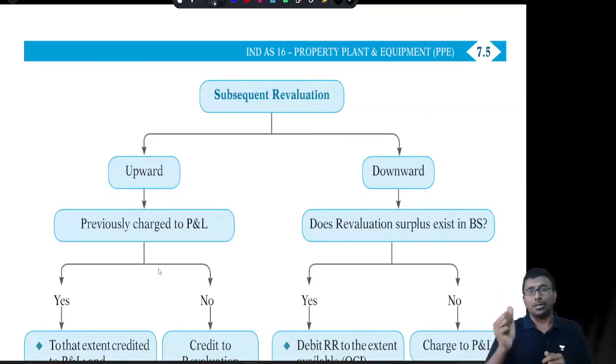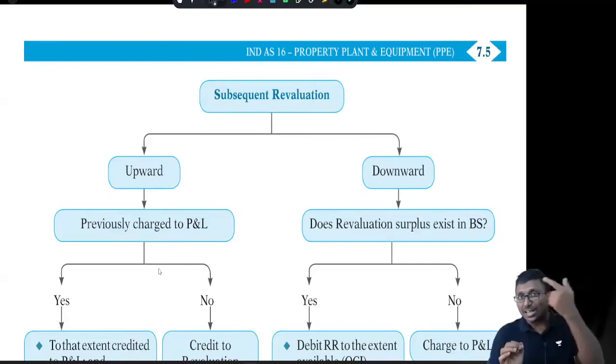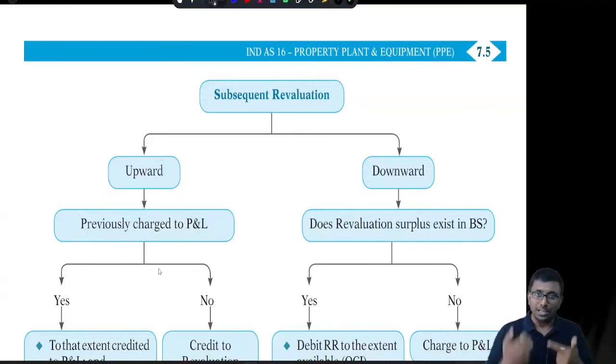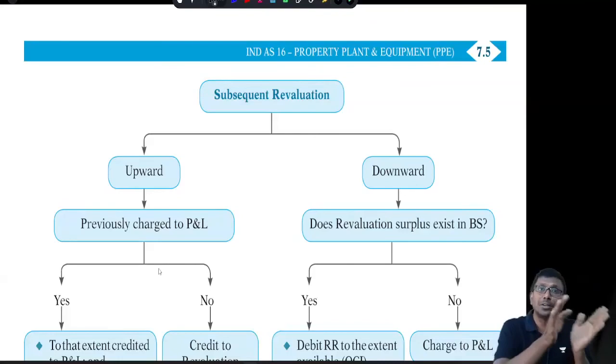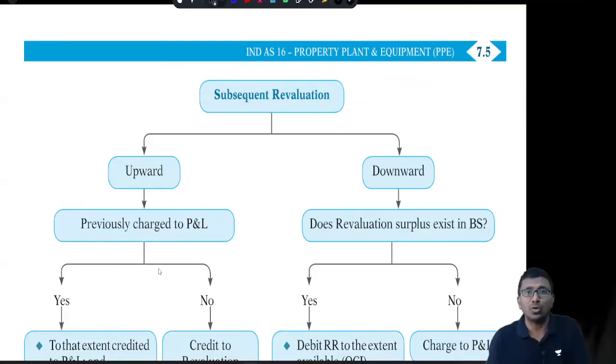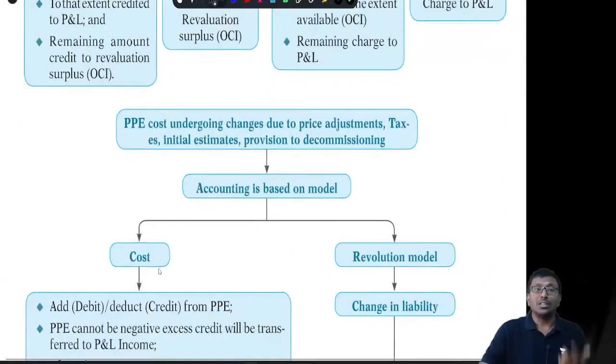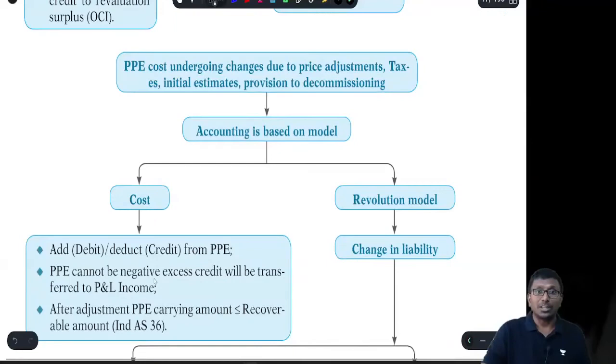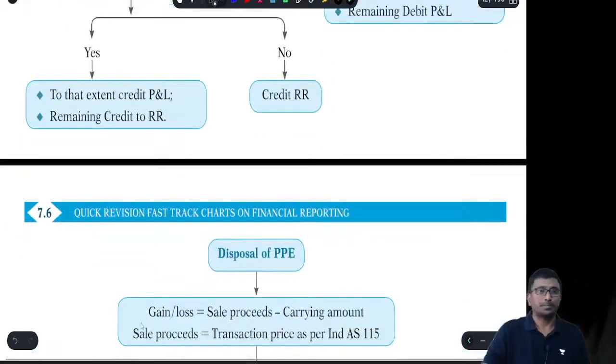Okay, it went up. Then remember, to the extent you charged it to P&L in the first year or in the previous years, that should be credited to P&L now, because it has started growing. Over and above that amount will be transferred to revaluation reserve account.